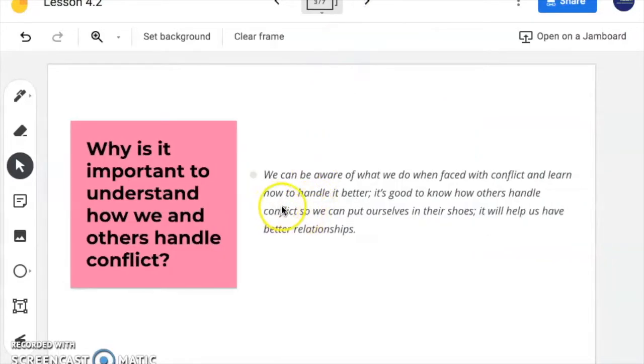Why is it important to understand how we and others handle conflict? Well, we can be aware of what we do when faced with conflict and learn how to handle it better. It's good to know how others handle conflict so we can put ourselves in their shoes. It will help us have better relationships.